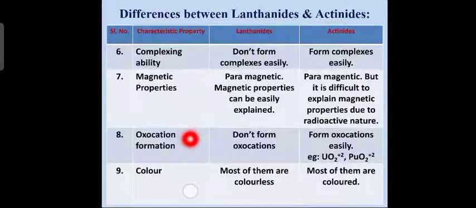Eighth point, oxocation formation. Lanthanides do not form oxocations, whereas actinides form oxocations. Examples for oxocations are UO2 2+ and plutonium PuO2 2+. Next, color. Most lanthanides are colorless, whereas most actinides are colored. Next slide.